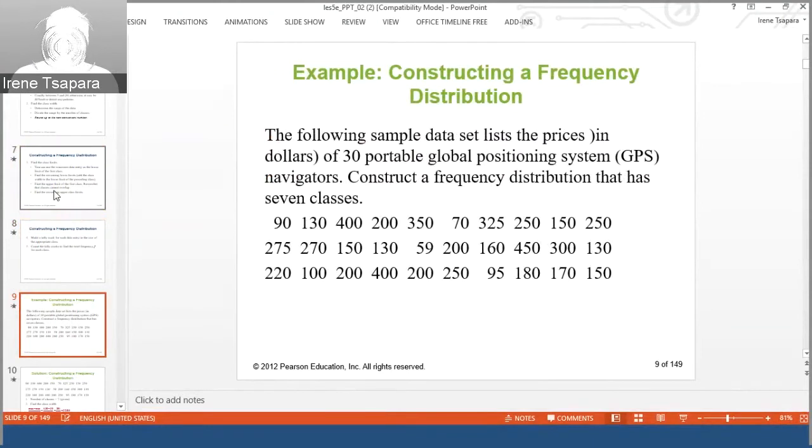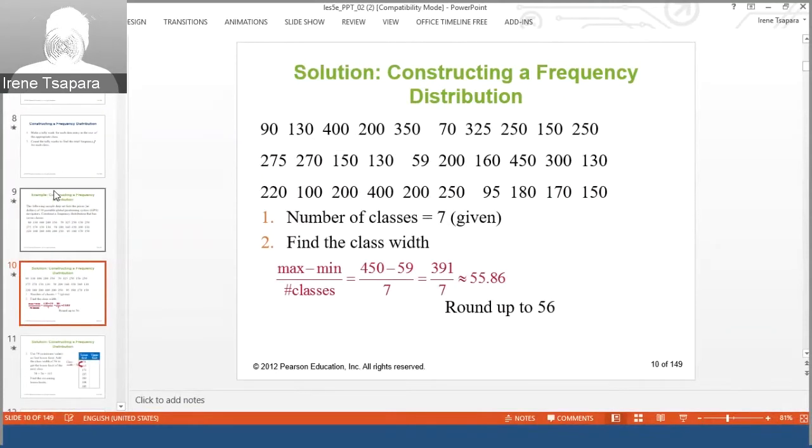Assume that we are working with GPS navigators, prices of GPS navigators. We have 30 of them. And the first thing that we want to do is to divide them into classes. Right here it says that I want to divide them into 7 classes. Now you will say, why 7? What's the reason for 7?